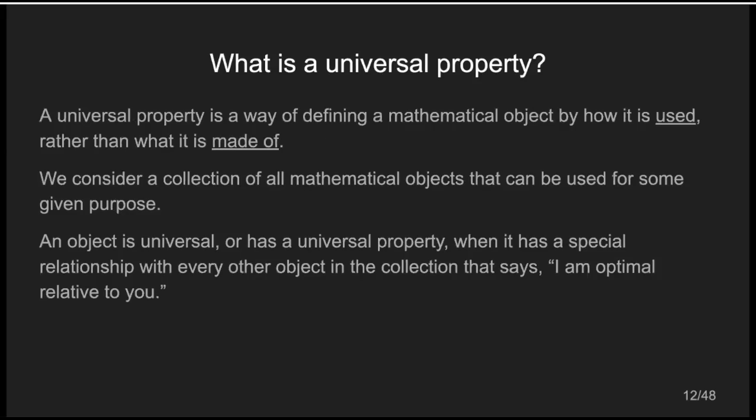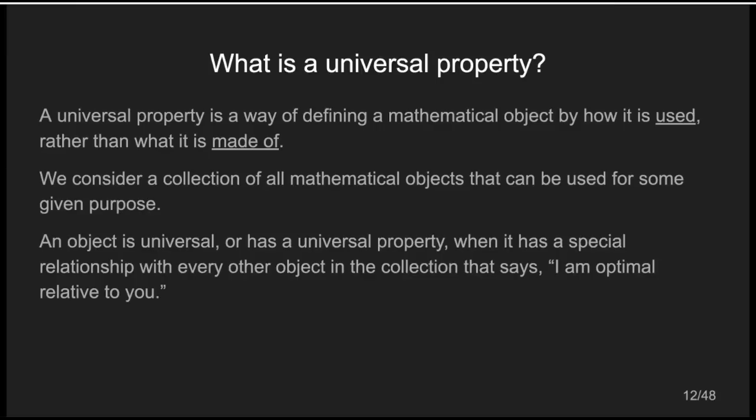So what is a universal property? A universal property is a way of defining a mathematical object by how we use it rather than what it's made of. So instead of looking inside of it to see all the parts and pieces, we're just going to ask, what are we doing with this thing and how well does it do the job? We're going to consider a collection of all mathematical objects that do the same job, and we're going to ask, what's the best at doing that job? The universal property is going to be a special relationship that the optimal mathematical object has with all other objects that says, I am better than you.